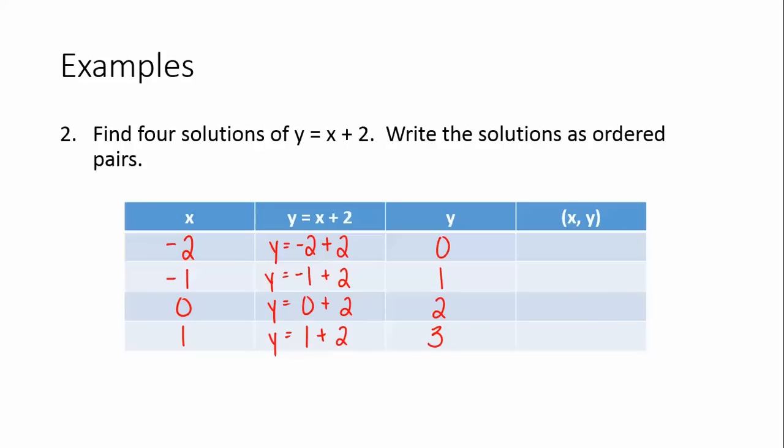So our ordered pairs, and remember ordered pairs are in the order x first, then y, we have (-2, 0), (-1, 1), (0, 2), and (1, 3). So those are the 4 solutions to the linear equation.